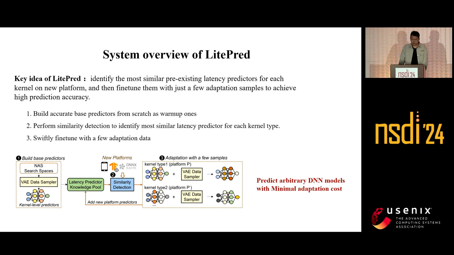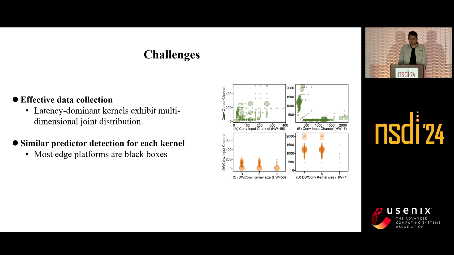To build our predictor, we face two technical challenges. First, each kernel configuration displays a multidimensional distribution, especially latency-dominant kernels. For example, as the picture shows, under different settings of HW, in channels and out channels exhibit different distributions. This makes the previous methods ineffective due to the auto-distribution problem.